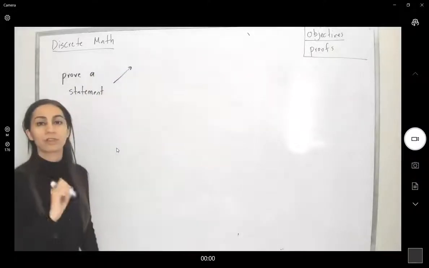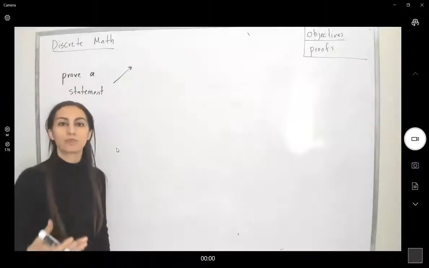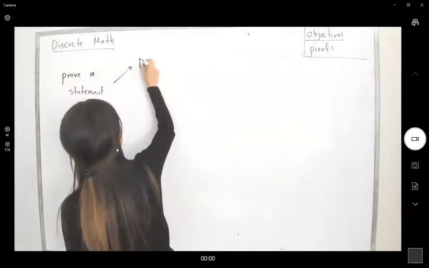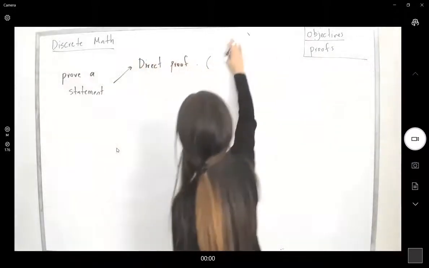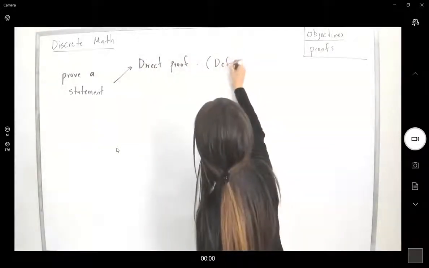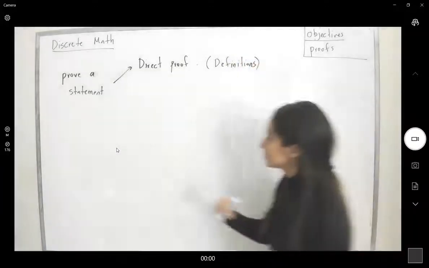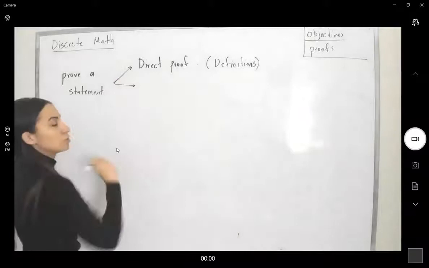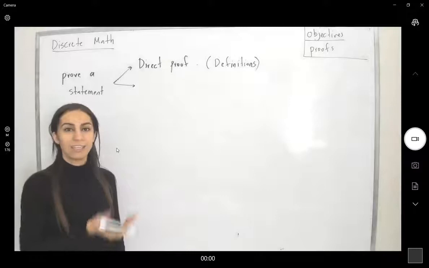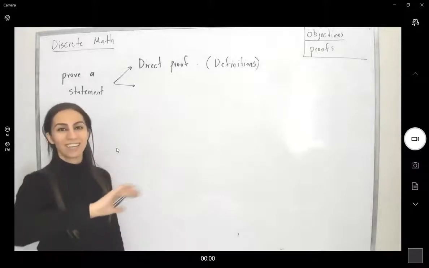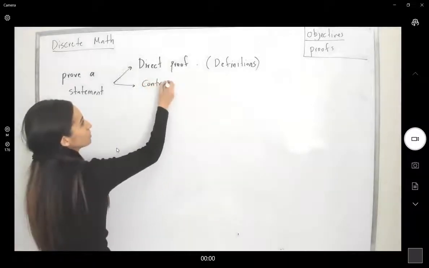Sometimes you can use direct proof. What's the meaning of that? It means that you can use the definitions and prove that statement. Direct proof usually uses the definitions. Some other times you can use the contrapositive of the statement: if not conclusion, then not hypothesis. Contrapositive.